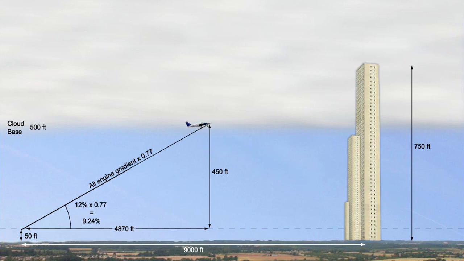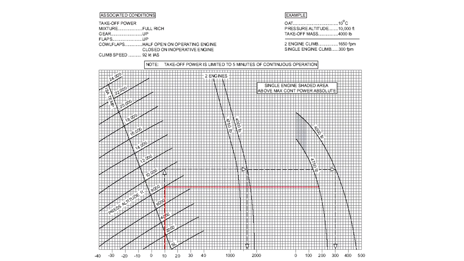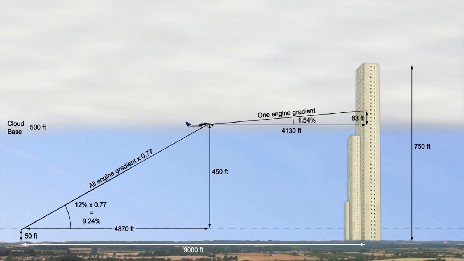However, at cloud base, the assumption is that the critical engine fails, and the gradient which must be assumed from this point is the one engine inoperative gradient. The one engine inoperative gradient can be obtained from the same graph that we used earlier. That graph is shown on screen here. The one engine rate of climb works out to be 172 feet per minute, which equates to an approximate gradient of 1.54%. Returning to the example scenario, we see that climbing with a 1.54% gradient after it has reached cloud base, the aeroplane is not able to clear the obstacle.